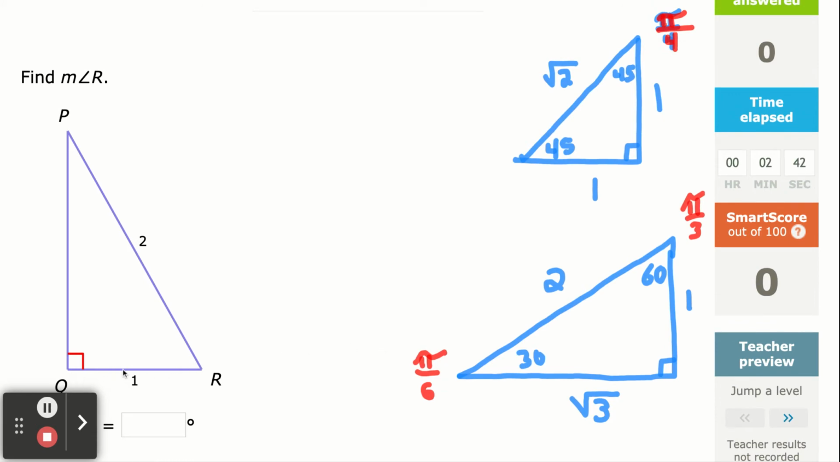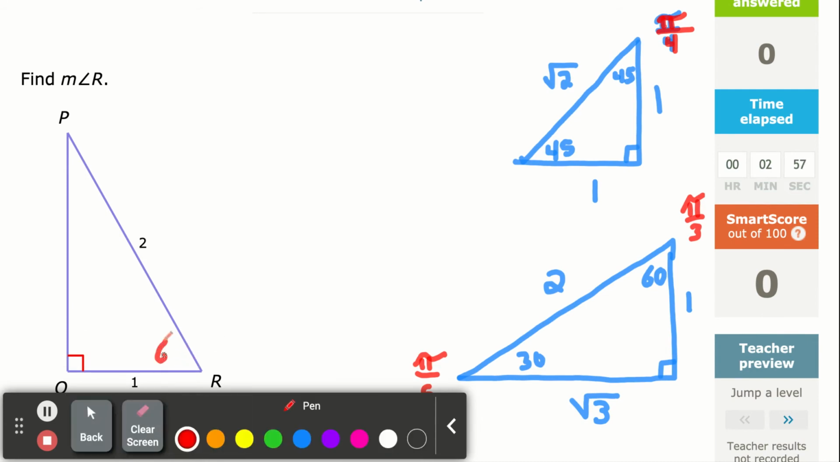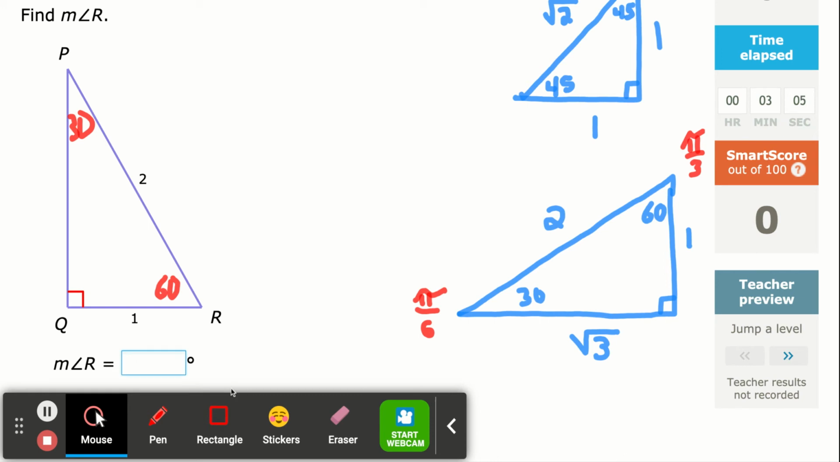But right here, I noticed that the ratio of this side to the hypotenuse is 1 to 2. Well, that ratio here, 1 to 2, is the 30-60 right triangle. So this angle measure R here is 60 degrees. The one up here would be 30 degrees. And then which one does it ask for? It asks for the measure of angle R. I'm going to just type in 60 degrees.